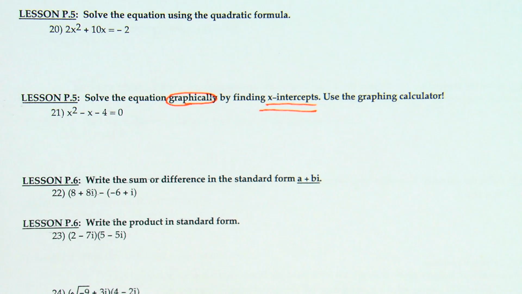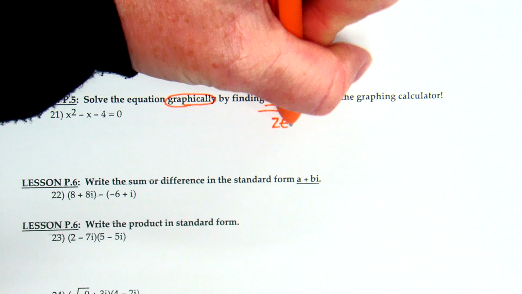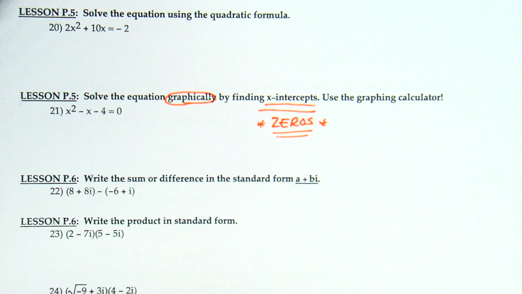What is that on the calculator? What is that called when we do that on the calculator? What's the menu choice we go in and pick? X-intercepts are another word for zeros. So we're going to be finding our zeros.